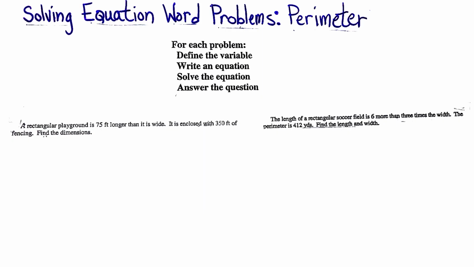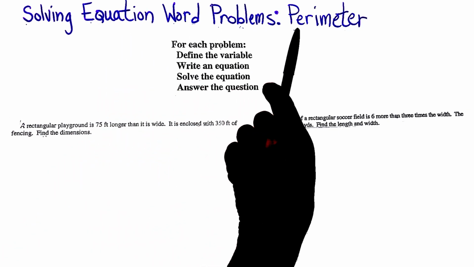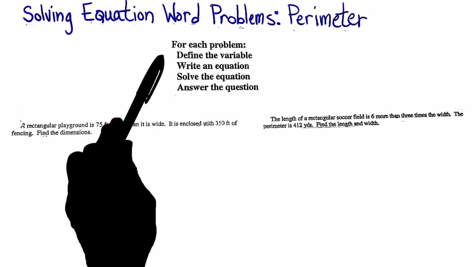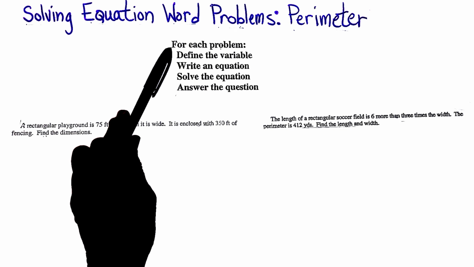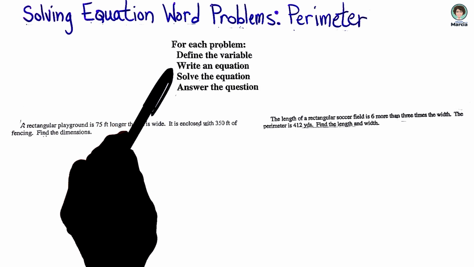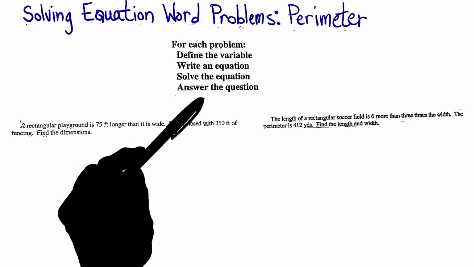For this lesson, we are going to be solving equation word problems, and every one is going to have to do with the perimeter of a playing field or soccer field. These are the steps that we're going to follow, and they really would be for solving any word problems. You should define your variable, write an equation, solve the equation, of course, and then answer the question.